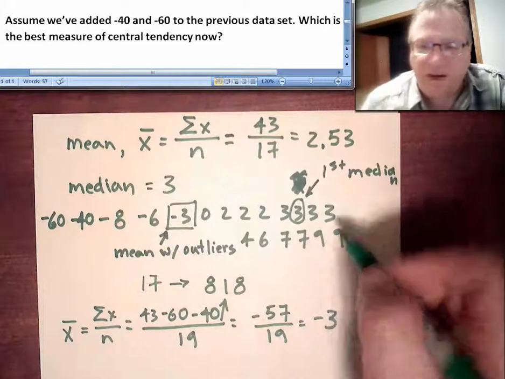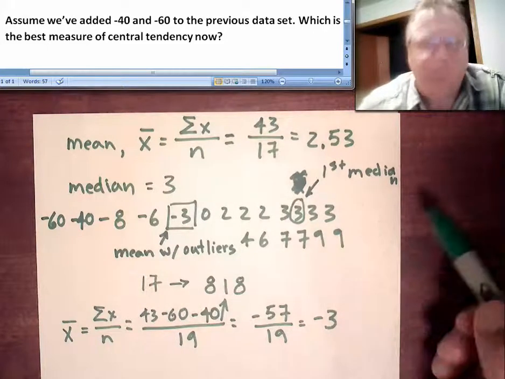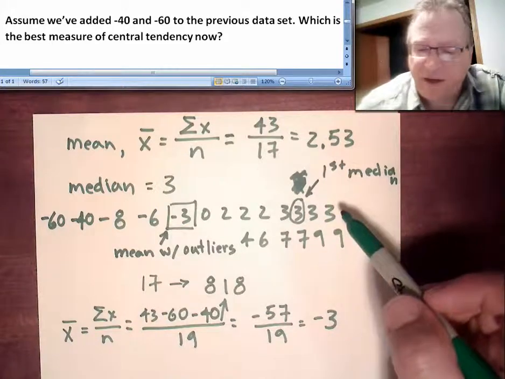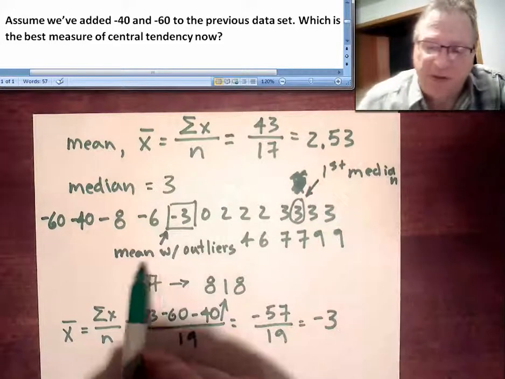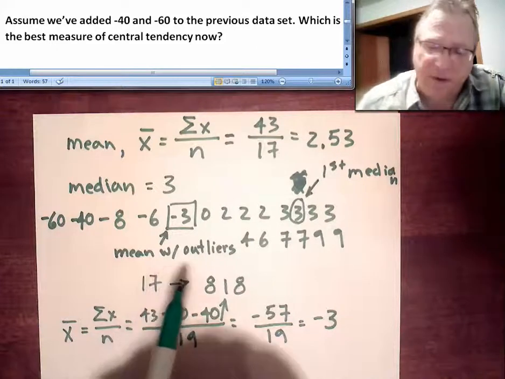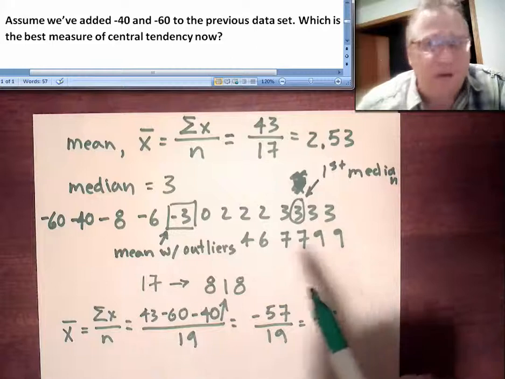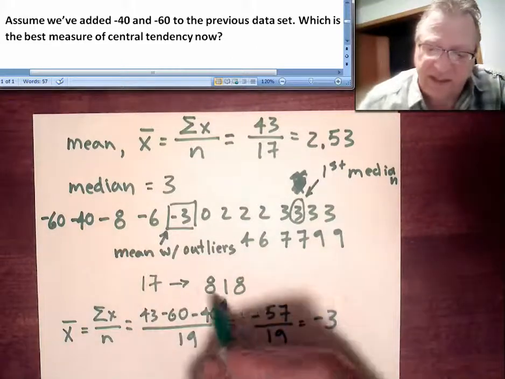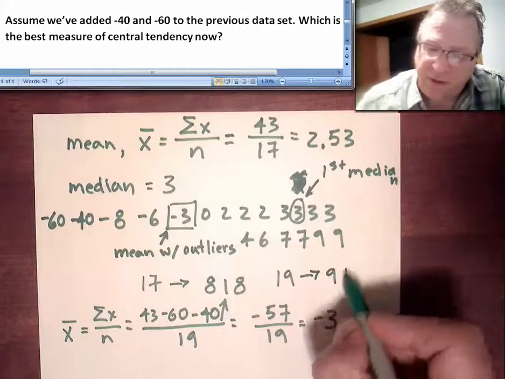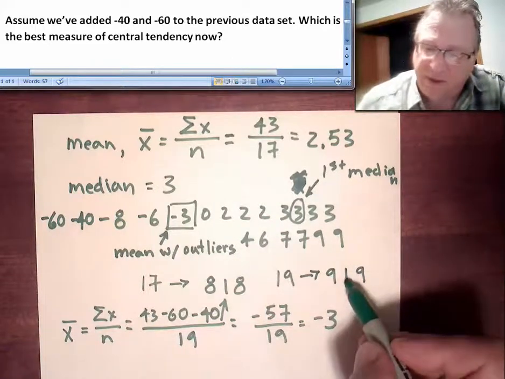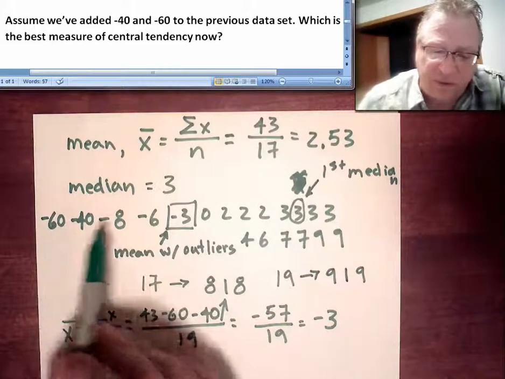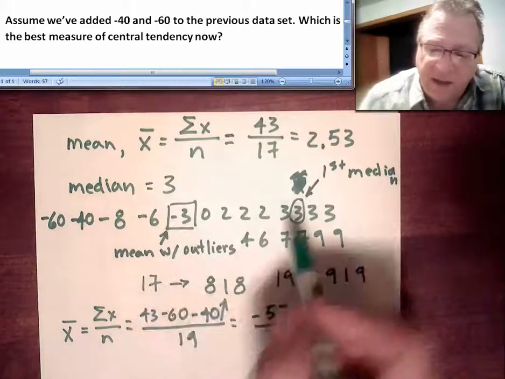I've taken a minute here and added some descriptive pieces. Here was our first median. Our mean was 2.53. Then we added the outliers, and our mean dropped down to negative 3. Call that our mean with outliers. And now we want to look at our new median. Okay, median, we've got to find the middle value. So we had 17, and we did the 8, 1, 8 thing. Now we have 19, and so we're going to do 9, 1, 9, right? There's going to be 1 in the middle because it's odd, and they're going to have 9 on either side of it. So I'll count in 9. 1, 2, 3, 4, 5, 6, 7, 8, 9.